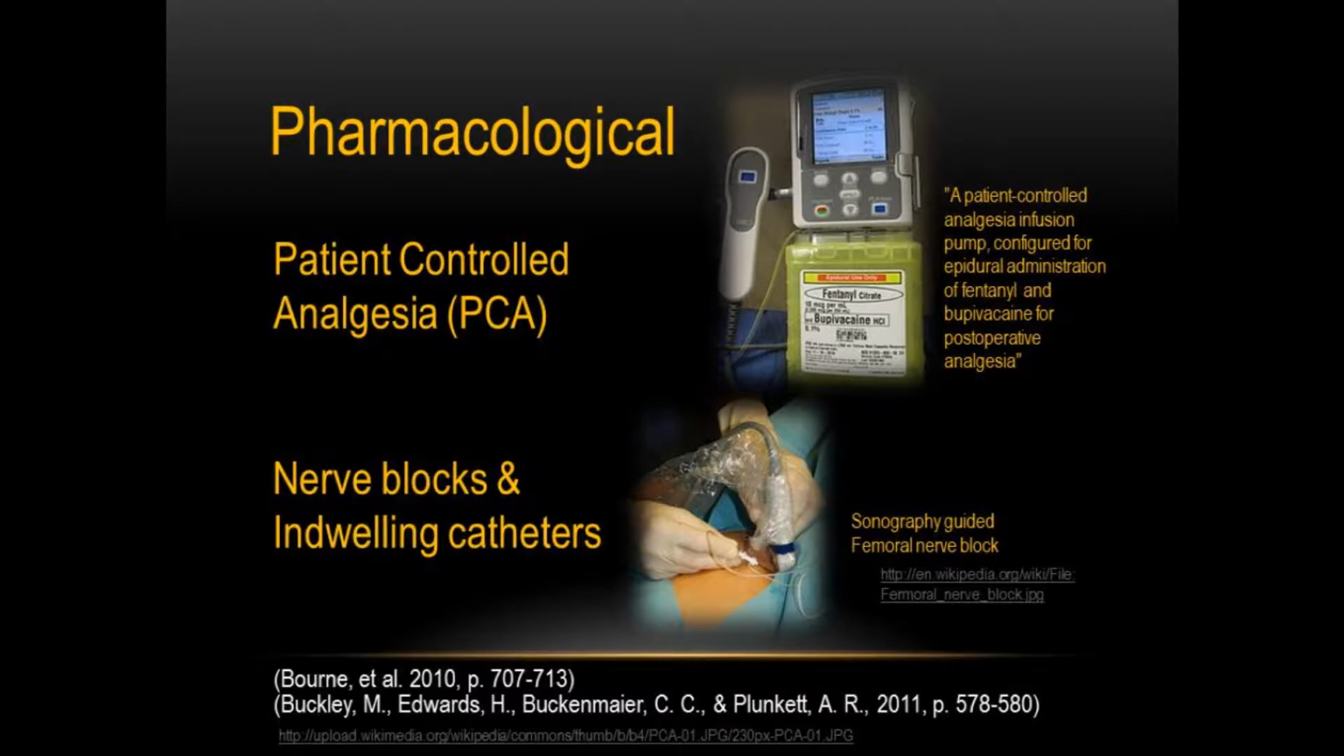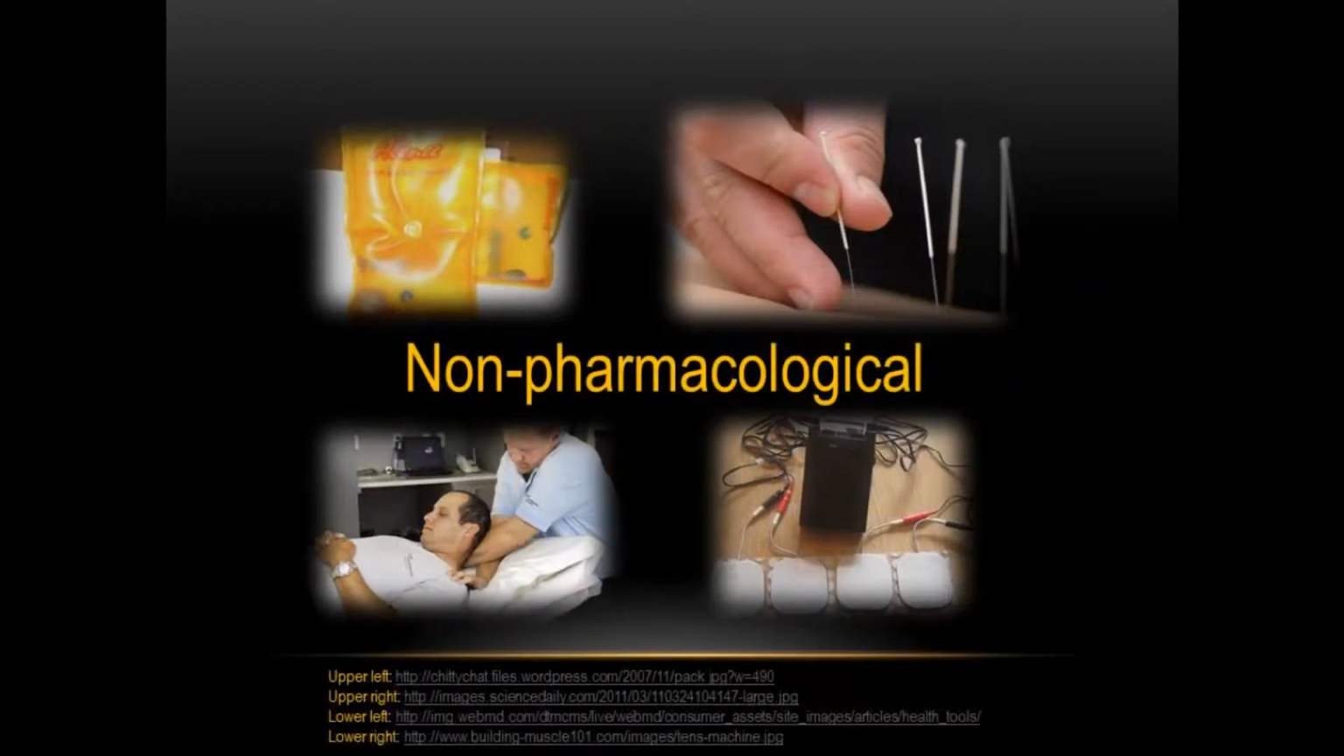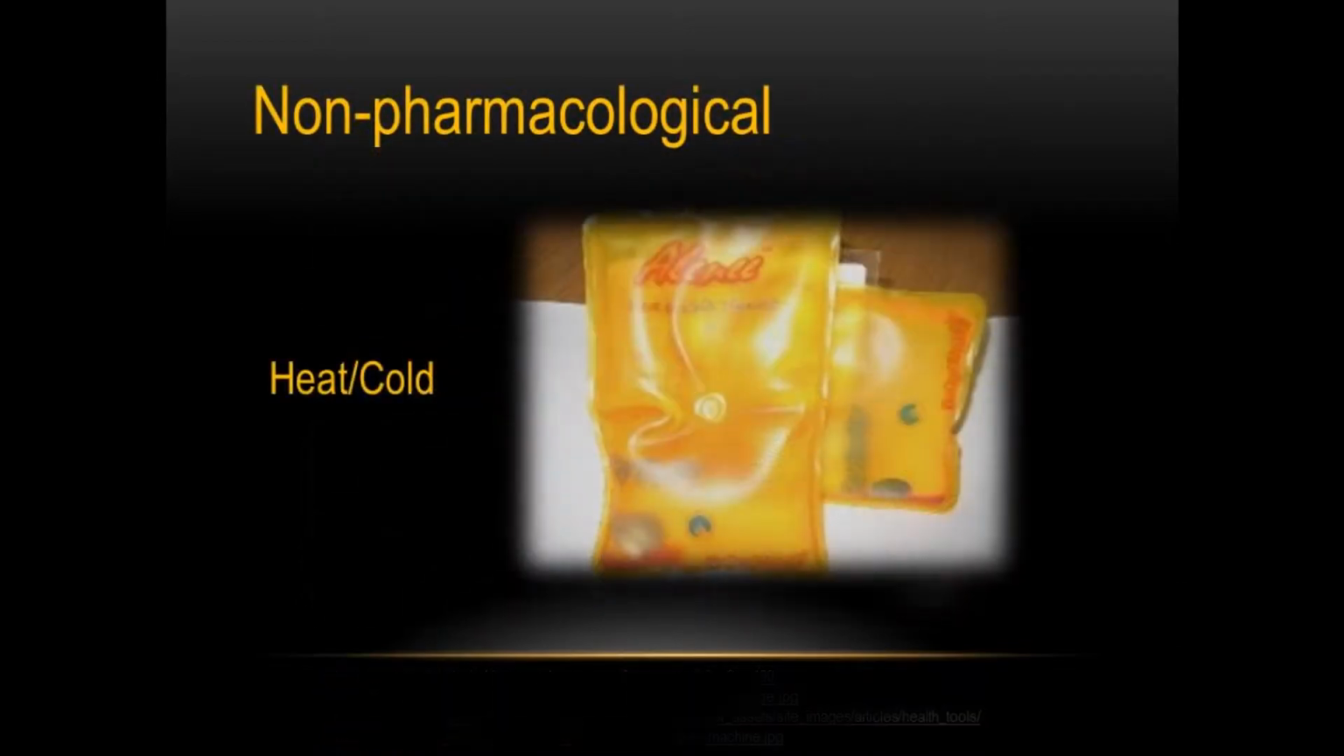The second broad group of modalities are the non-pharmacological modalities, which include heat and cold, acupuncture, therapeutic exercise and massage, and electrical nerve stimulation. Heat and cold therapy is probably the simplest and least expensive, and is done for sports injuries, minor aches, muscle aches, sprains. It can easily be done at home, but is also done in a clinical setting.